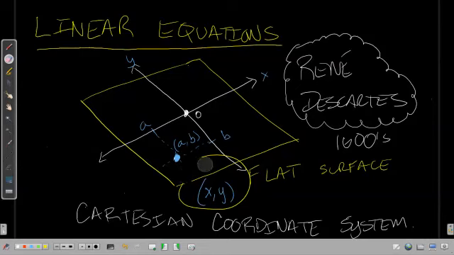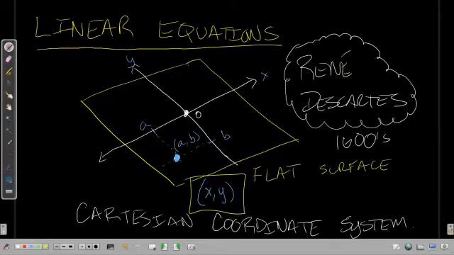So the naming convention, it very easily could have been decided that it was the other way, but this was done hundreds of years ago and we never changed it. It goes x comma y, the numbers on the x-axis and then the numbers on the y-axis.